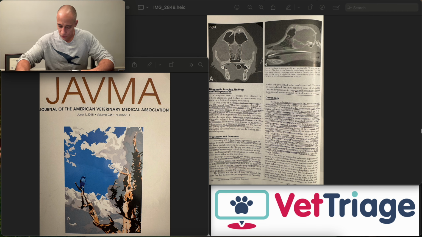This is a 9-month-old mixed breed dog evaluated because of a bony swelling dorsal to the orbit, 2 months duration. So you can see this swelling right here where the asterisk is over the frontal sinus, and then here it is on the sagittal view. This is transverse, this is sagittal.